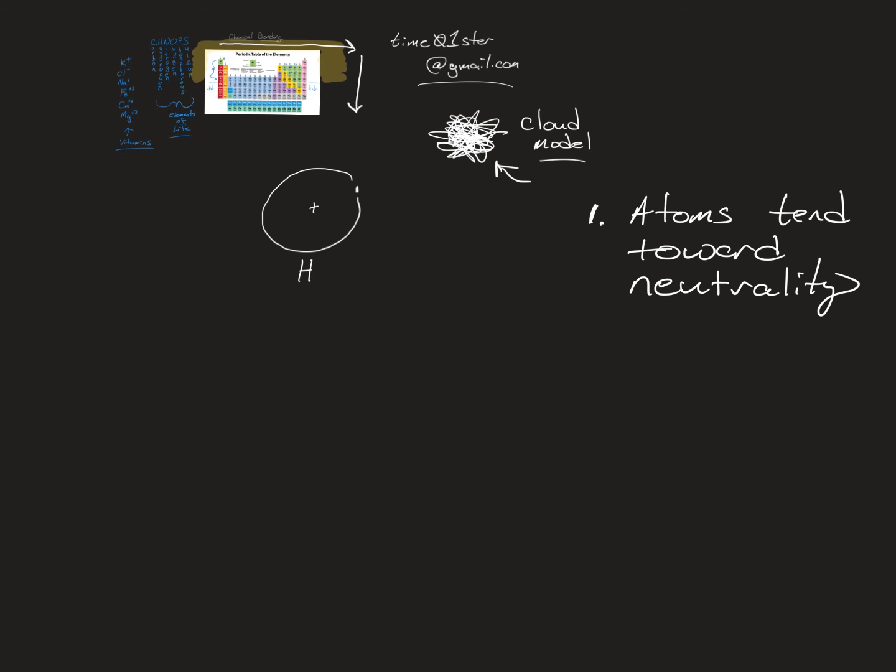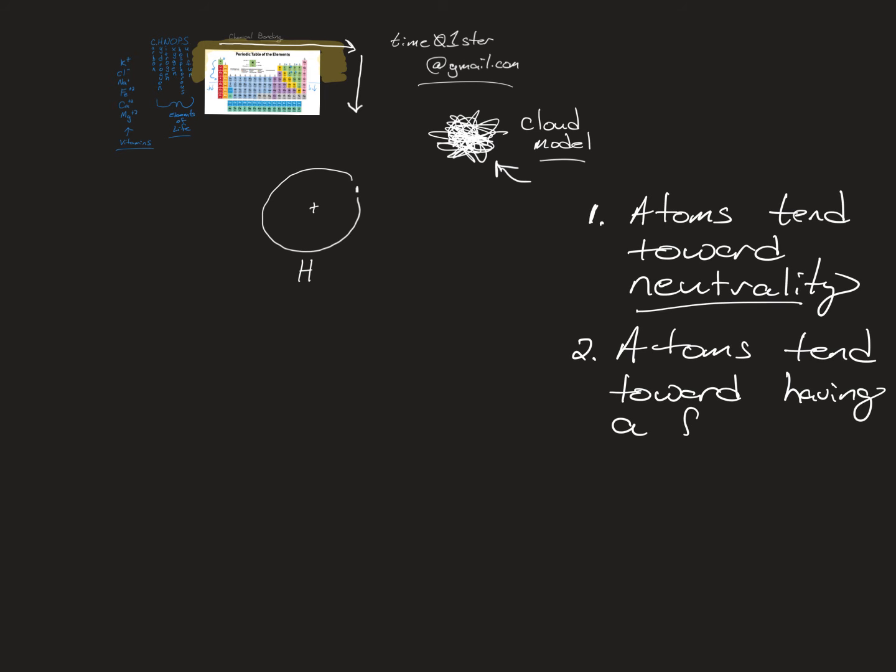So just like we said, if there was a positive, it's going to pull in an electron. If there's a negative, it can't pull in protons, by the way. It can't pull in a proton. The protons are set. So all it can do is pull in electrons. But they tend towards neutrality. The second thing is atoms tend to a full octet.